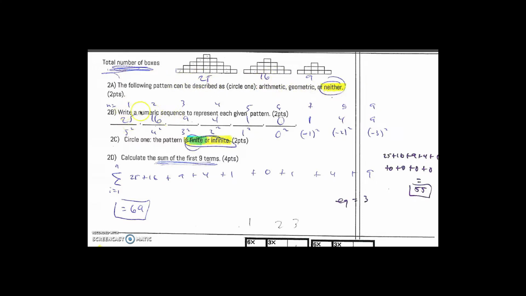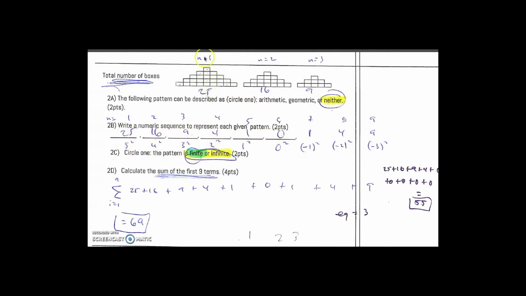Write a numeric sequence, write a number, to represent each given pattern. So we've been doing this. So you have 6 blanks. 1, 2, 3, 4, 5, 6 blanks, and you only have 3 pictures. 1, 2, 3. So what do the other pictures look like?